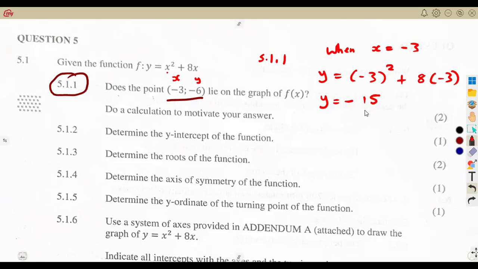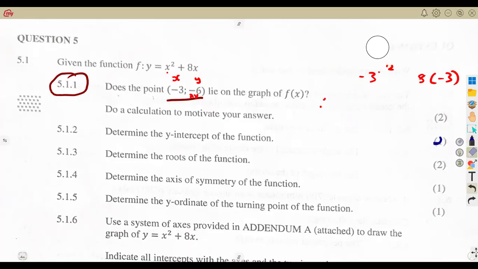This is exactly the value of y when x is -3. Y is supposed to be -15. But here, our y value is -6. So that alone means this point does not lie on the function. It is not found on this function. So the point (-3, -6) does not lie on f of x, on this function that you're given. All right, so that was it for this question.